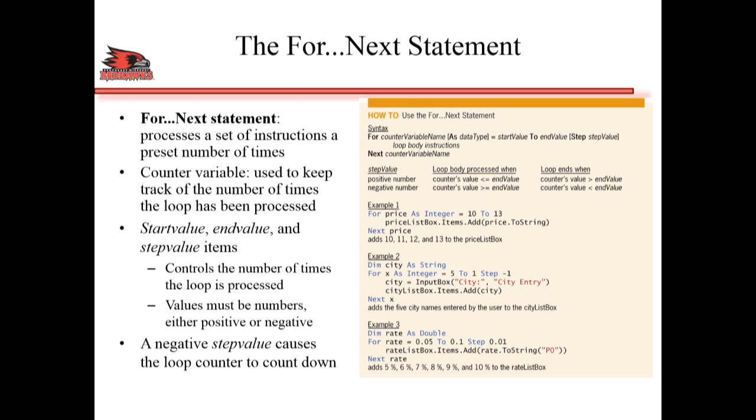And the code for that is rate listbox dot items dot add. So add items to the rate list box, and in brackets we convert the rate to a string with percentage on it. So p is for percentage, 0 is for the decimal point. So basically that 0.05 will be converted to 5%.